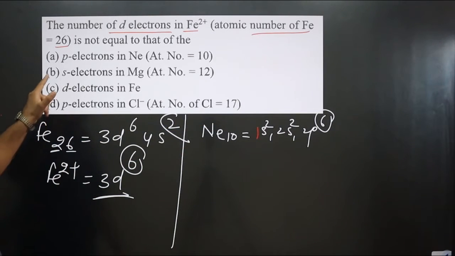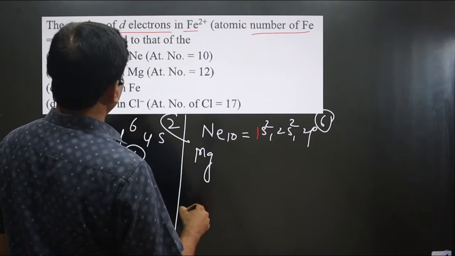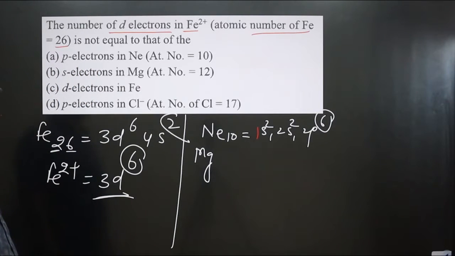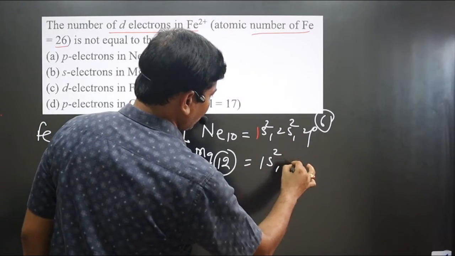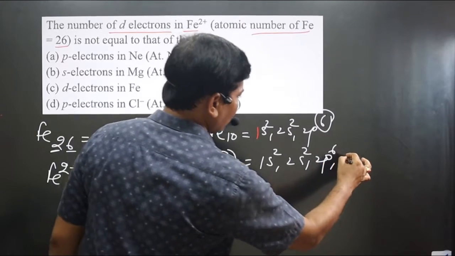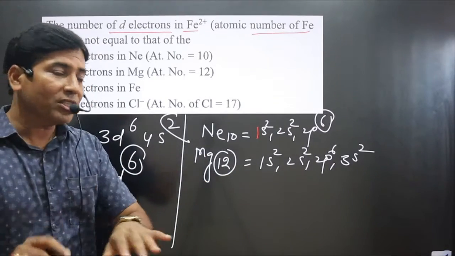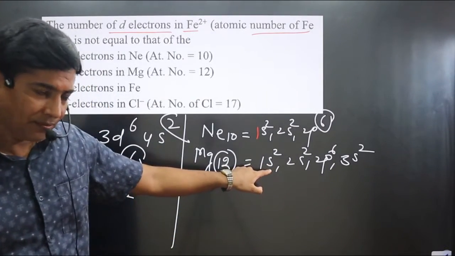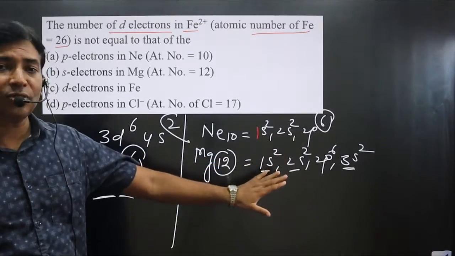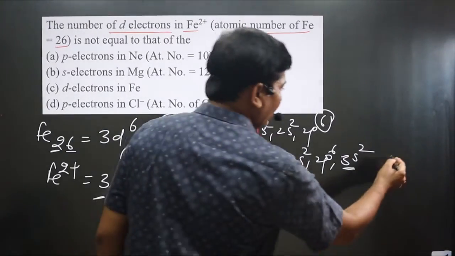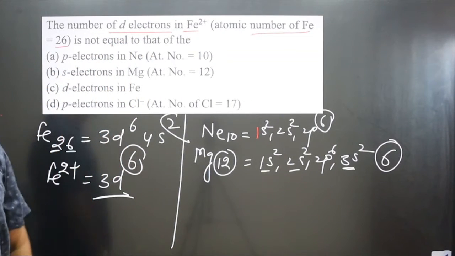d6, p6. In case of the second option, magnesium is there. Its atomic number is 12. It is a second group element. So we have 1s2, 2s2, 2p6, and then we have 3s2. It says s electrons. So what was the number of electrons present in s orbital? 2 electrons, 4 electrons, and then 6 electrons are there. So you can see the total number of electrons present in s orbital is also 6. So d electrons are equal to s electrons in magnesium.